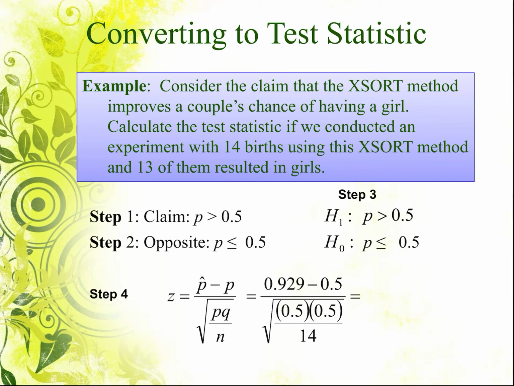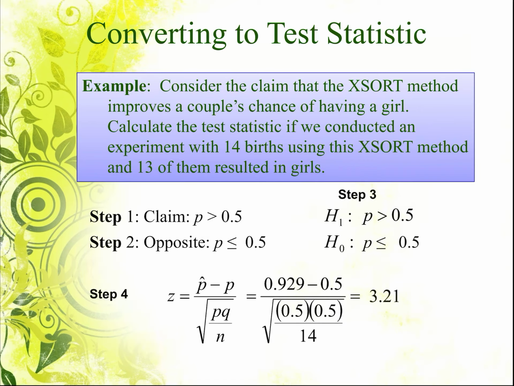However, in this one, we had 13 of the 14 births were girls. So the 0.929 you see there is 13 divided by 14, the sample proportion. So the sample proportion is 13 divided by 14, or 0.929, minus the population proportion, which is 0.5, divided by the square root of 0.5, the population proportion, times its complement, 1 minus 0.5 is 0.5, over n, over 14. And when we calculate this, we get a z-score of 3.21.